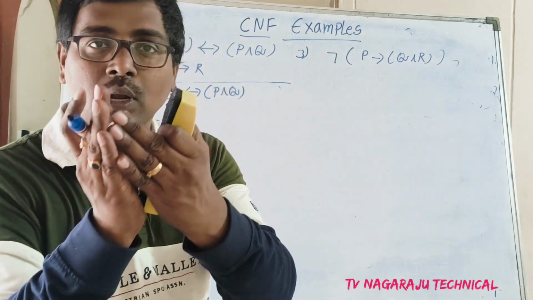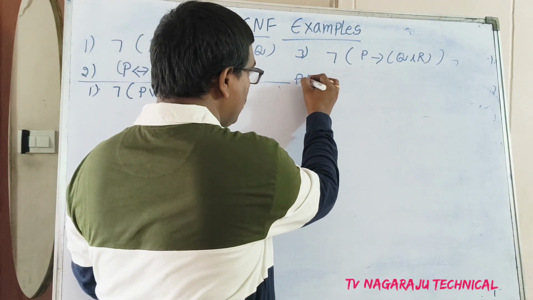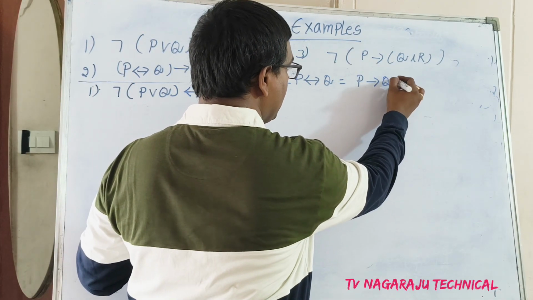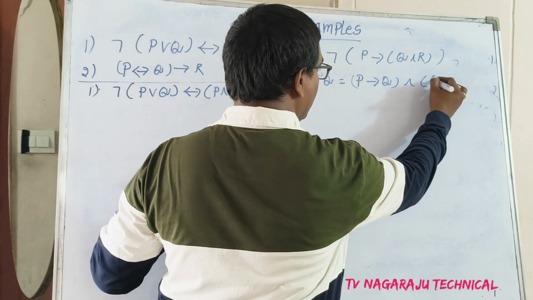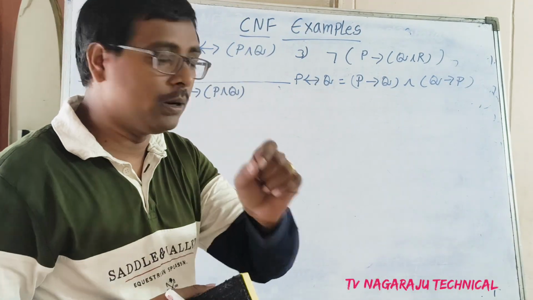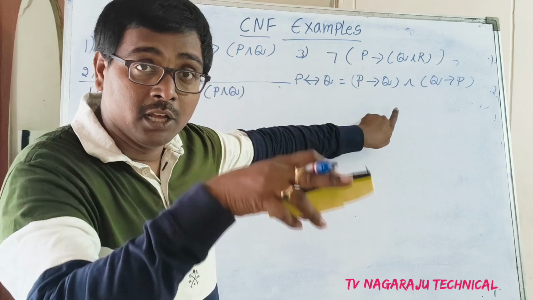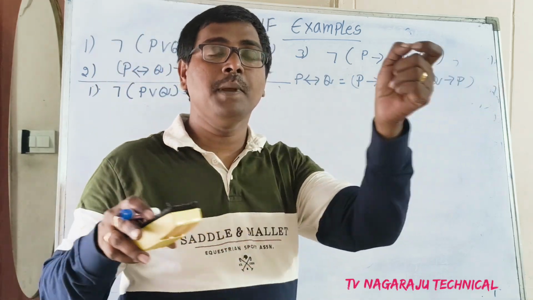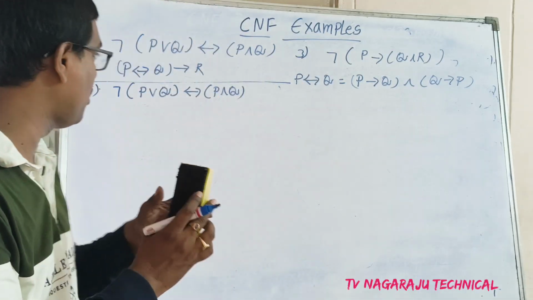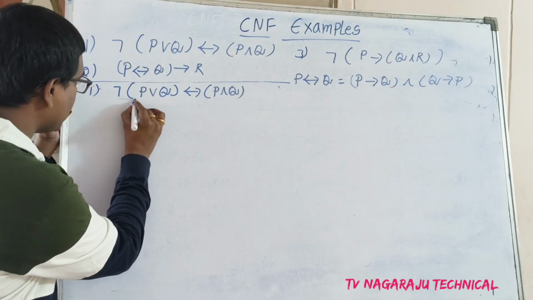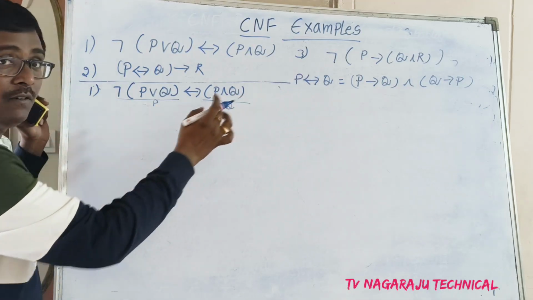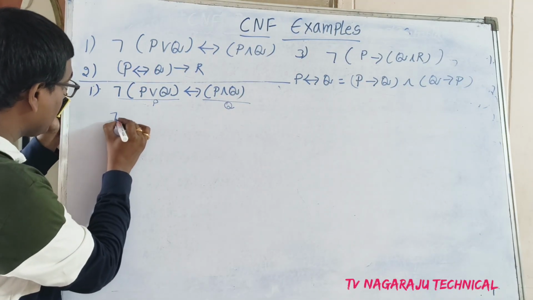There are multiple logical equivalents. So P biconditional Q is equal to P implies Q and Q implies P. Remember, this is not the only form, you have one more expression: P and Q or negation P and negation Q. Depending upon the requirements, we can take any formula. Now this entire expression is P, this entire expression is Q. Convert into that formula.